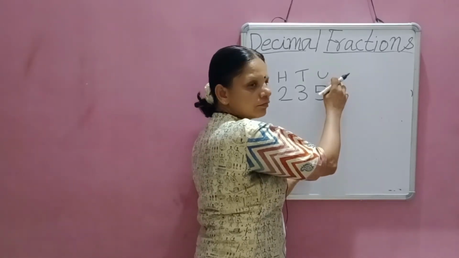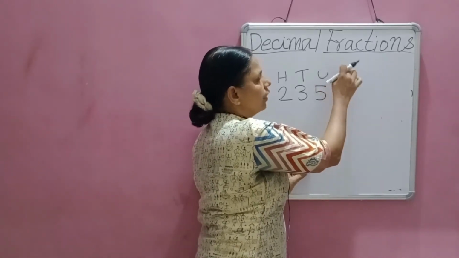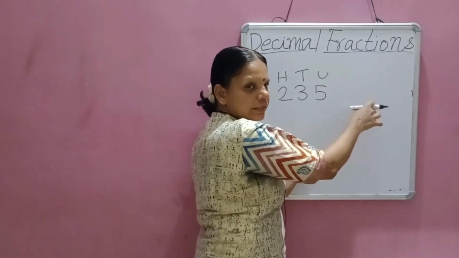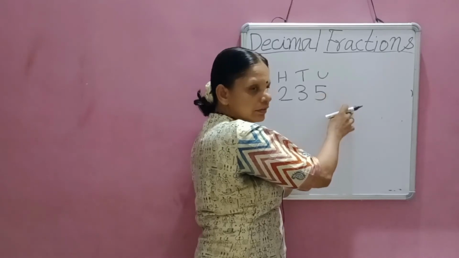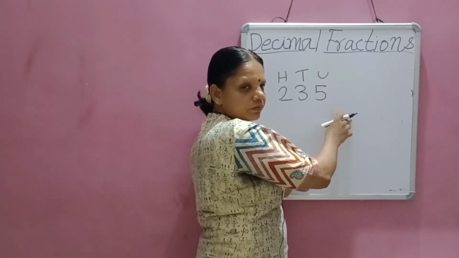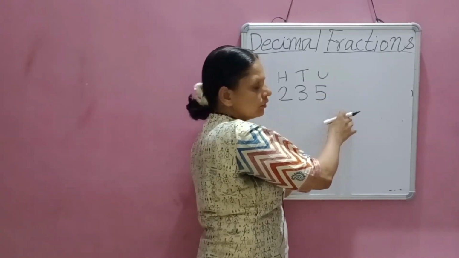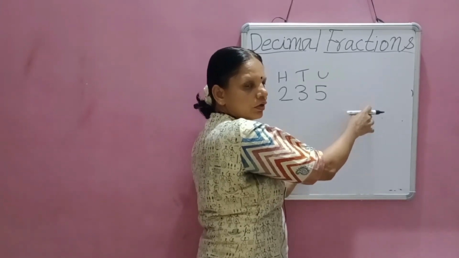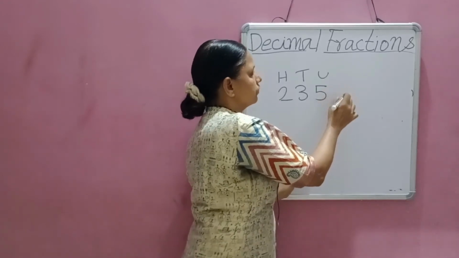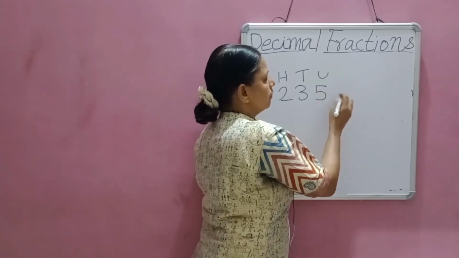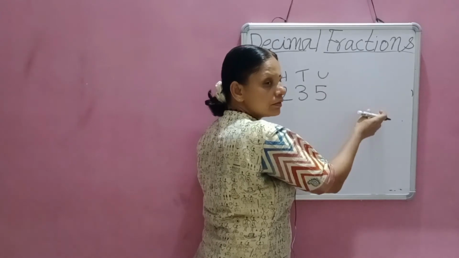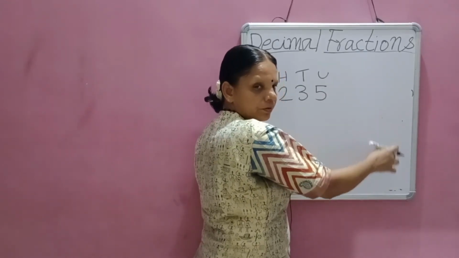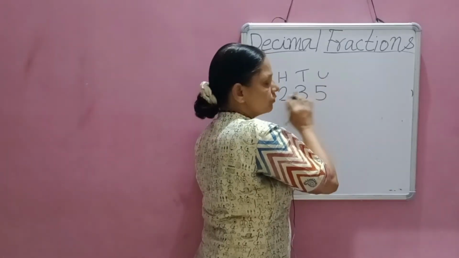So what will it be? 1, here 1, so 1 divided by 10. If you write the next digit to this number as a fraction, then it will be 1 upon 10. If there is a digit, for that you have to put a decimal point. Suppose there is a digit in the 1 upon 10th place. This you understood?